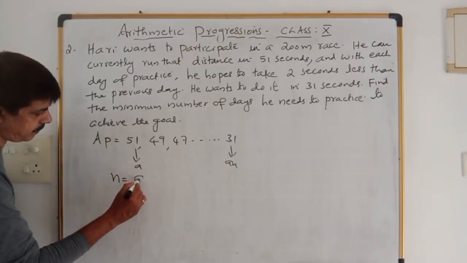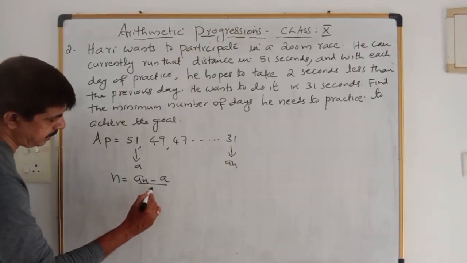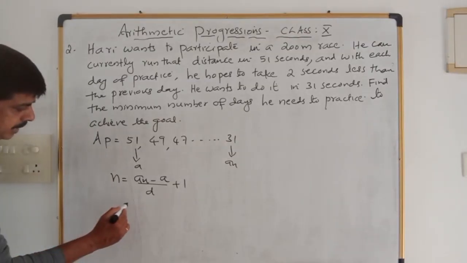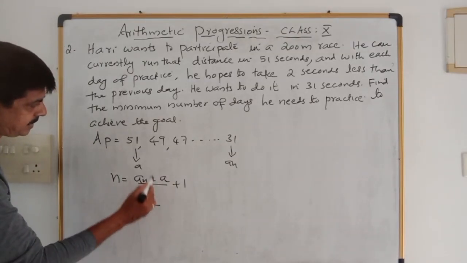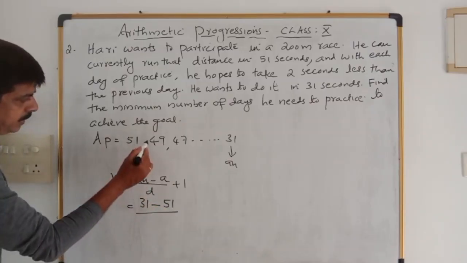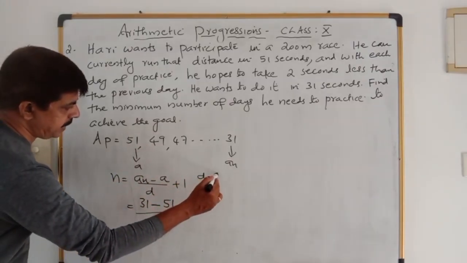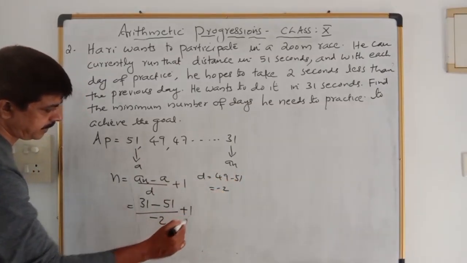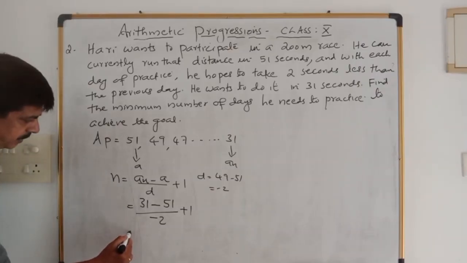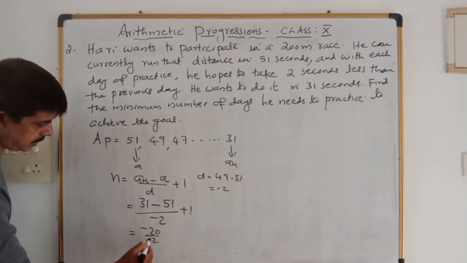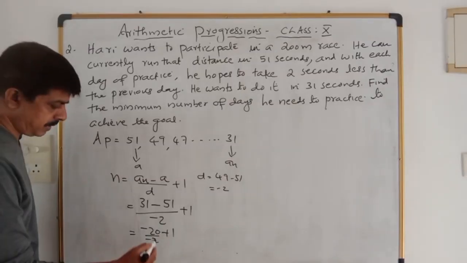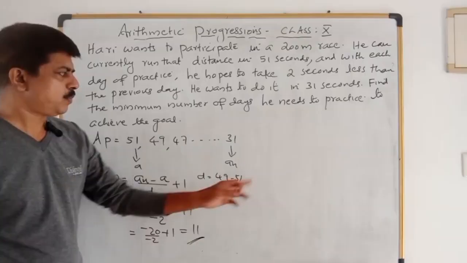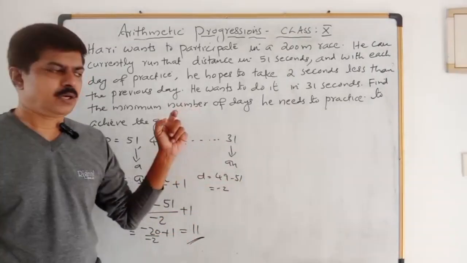To find N, we have one formula: (AN minus A) by D plus 1. Okay, this is a formula you have to memorize by heart. AN we have 31 minus 51. Okay, the common difference, what is the common difference? Second term minus first term. So we have negative 2 as the common difference. So 31 minus 51, negative 20, by negative 2, plus 1. But 20 by 2 is 10, 10 plus 1, what? 11 days he needs to practice to achieve his goal.